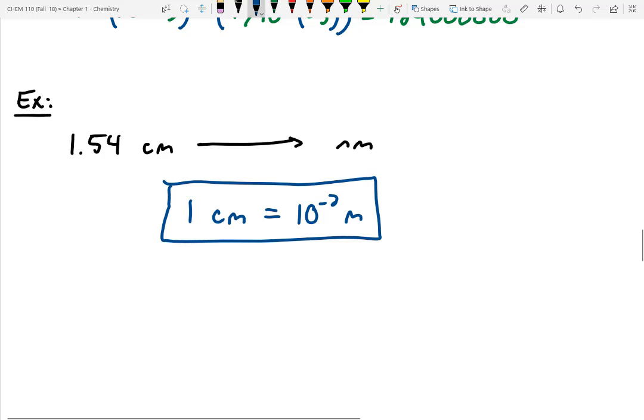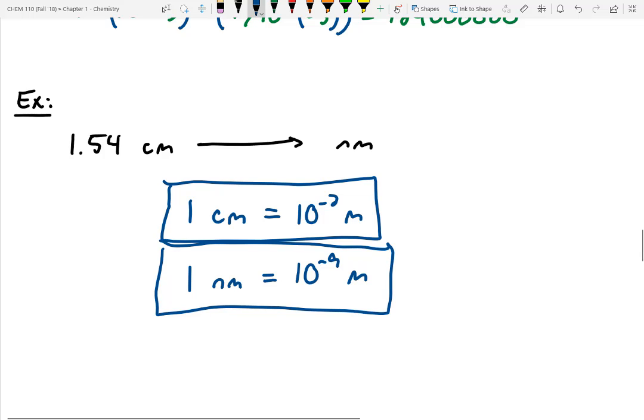All right, next unit we need to find a conversion for is nanometers. So 1 nanometer equals something meters. What should that number be? 10 to the negative 9, absolutely. Okay, so now we've got our 2 unit conversions from our cheat sheet. And like I said, you'll be able to use that cheat sheet on an exam or a quiz, but if you don't really know how to use it, it's not that helpful, right?